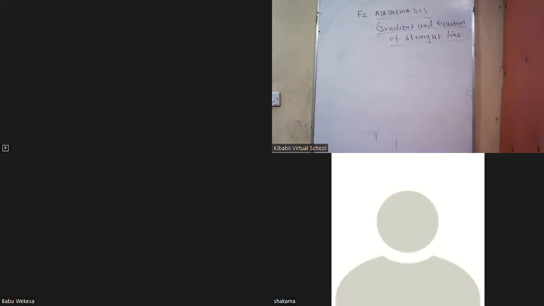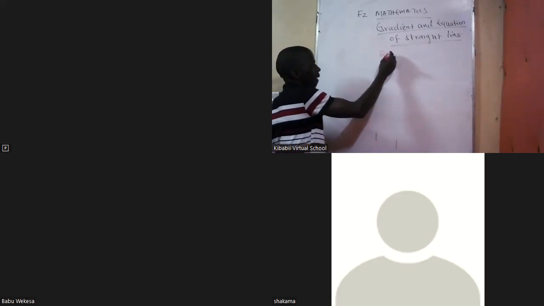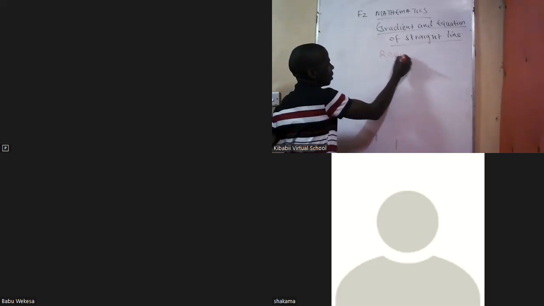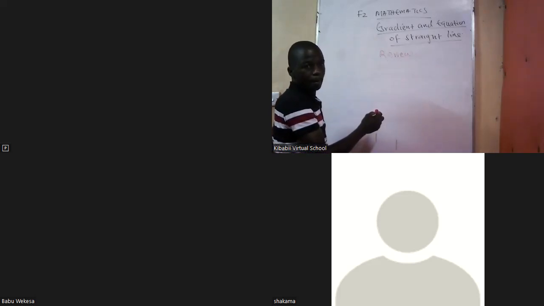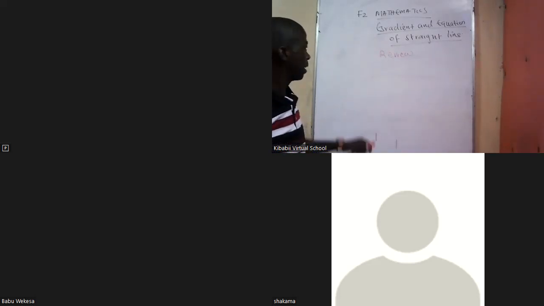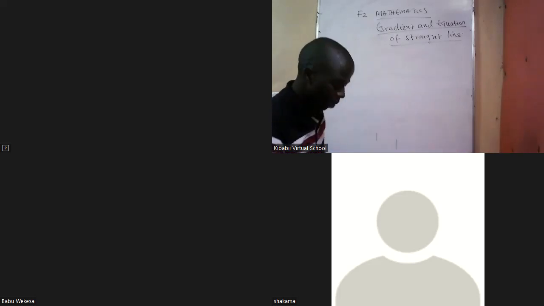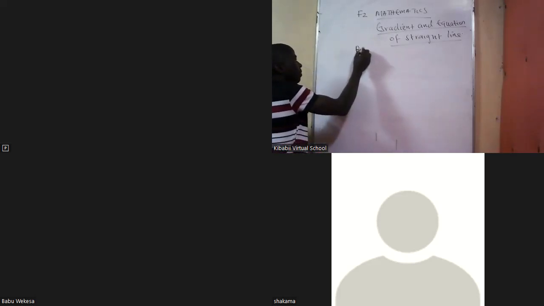So we were talking about gradient and the equation of a straight line for almost 3 or 4 lessons. In the last previous lesson, let's have a look at the review of what we have already covered. I'm using the red marker pen. Can you read? So let's look at the review of what we have covered so far.